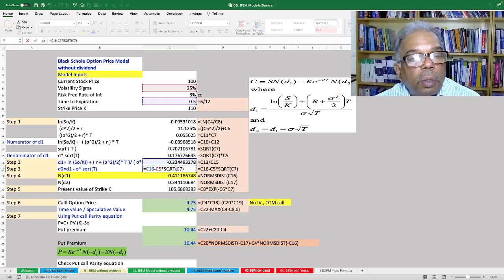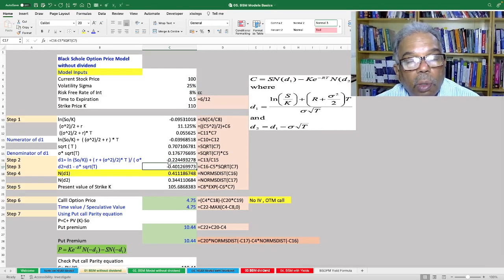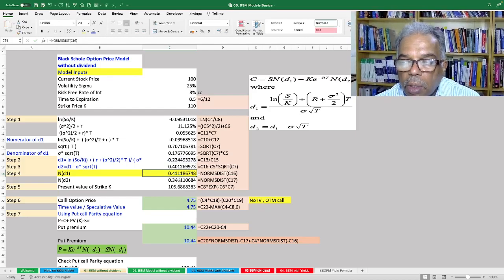And then d2 is nothing but d1 minus sigma into the square root of time, which is nothing but the denominator of d1. So d1 minus the denominator of d1, that is d2. Once you calculate d1 and d2, then N of d1 is the standard normal distribution of d1. You can use NORM.S.DIST of d1 in Excel and NORM.S.DIST of d2 in Excel.